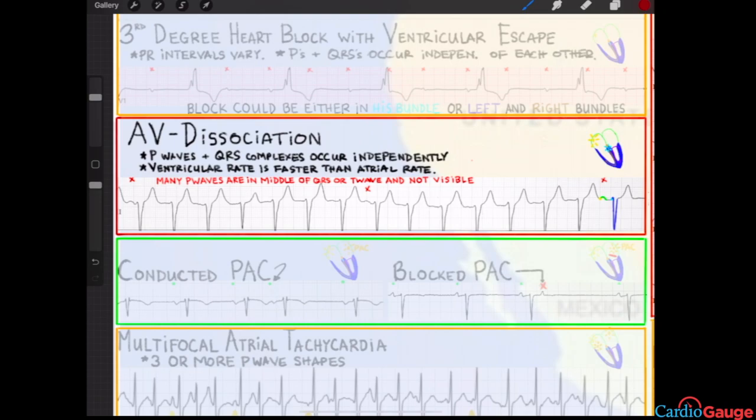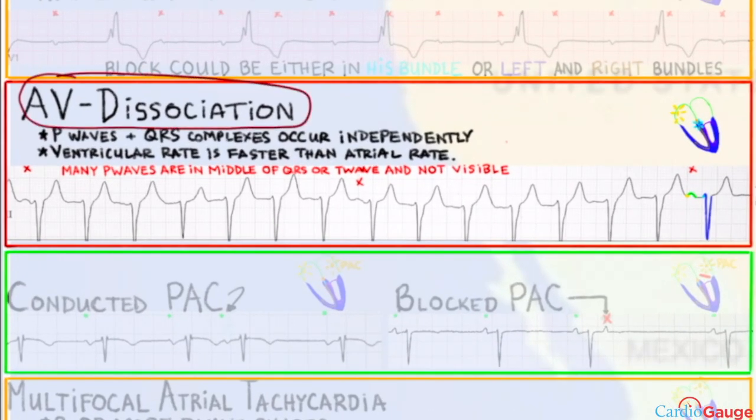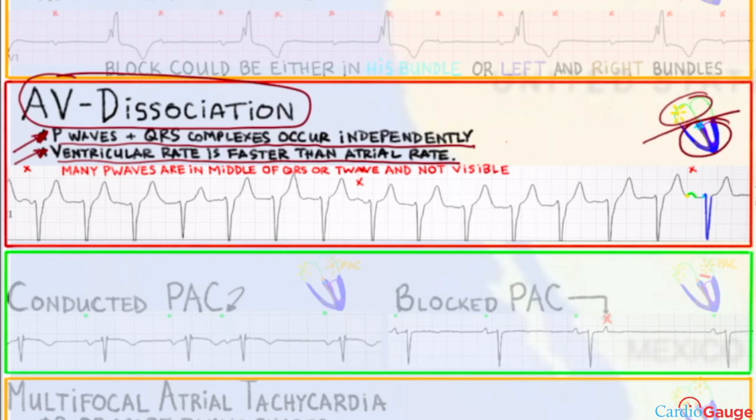The next topic is under the rhythm section, and we're talking AV dissociation. That's when the P waves and the QRS complexes occur independently, and the ventricular rate is faster than the atrial rate. So it's as if the atria are completely separated from the ventricles. The atria do their thing, and the ventricles do their thing, and they don't talk to each other.